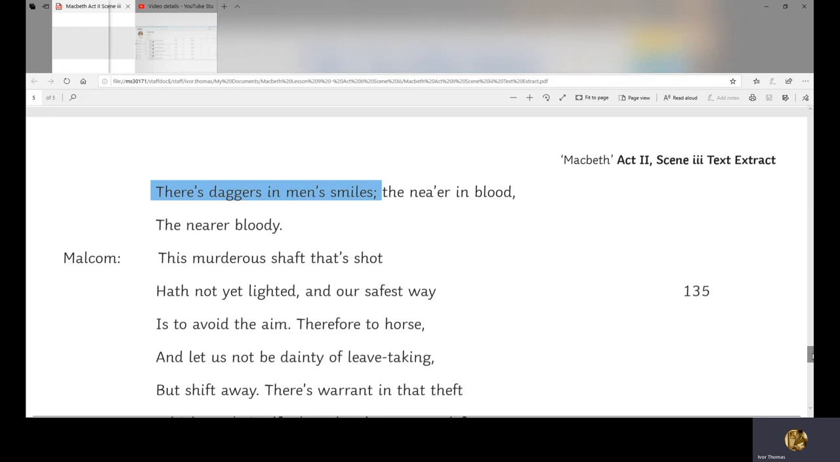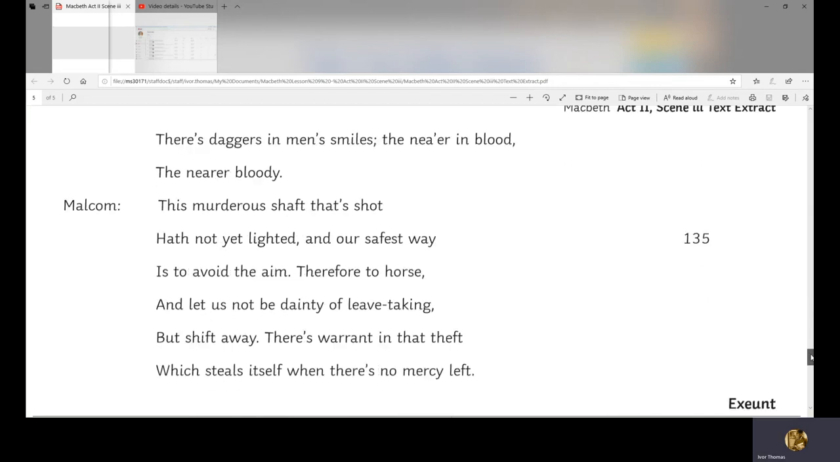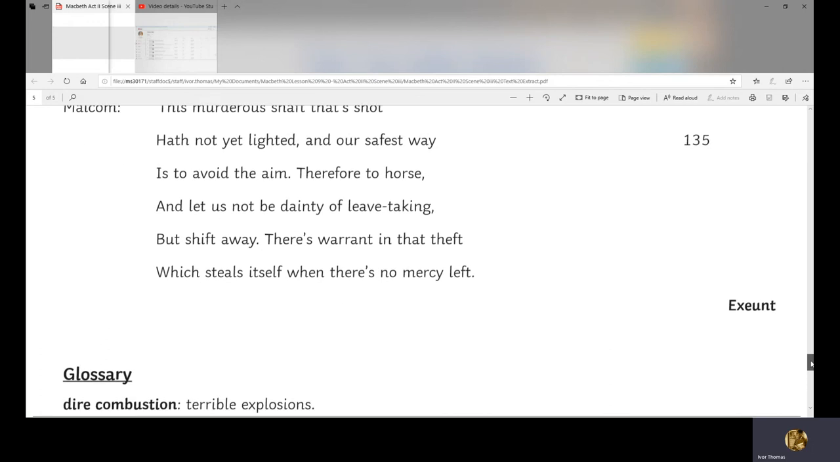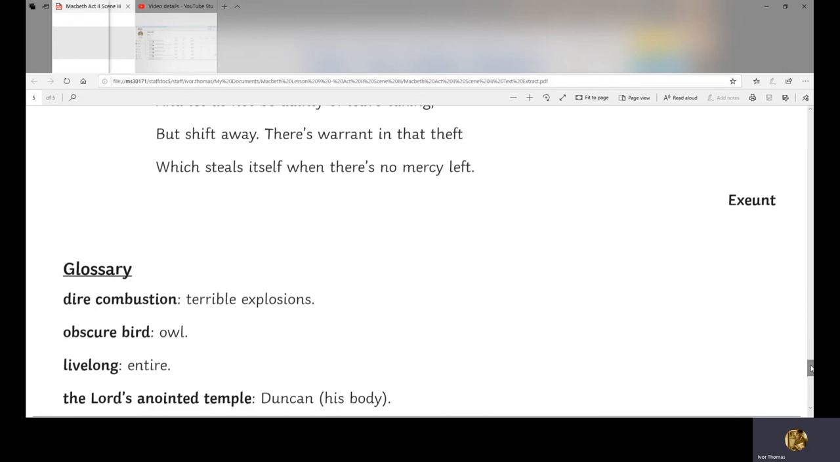Macbeth, in other words, smiles, he's polite, and he's that courtly, gentlemanly character that you want around, you want on your side, but really there are daggers in his smiles. Remember, his wife asked him to look like the flower, but to be the serpent. It's the idea that, similar to equivocation, you look one way, but really your thoughts are murderous. Your thoughts are deceitful. So that ends the scene.